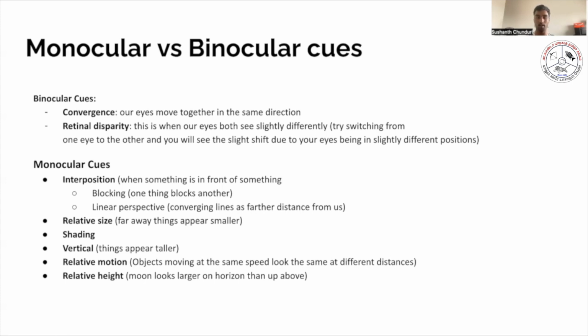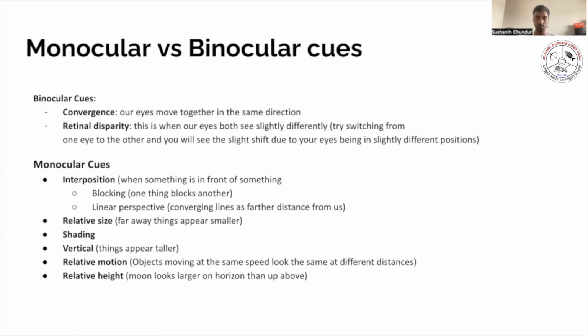Interposition, this is a monocular cue, by the way, is when something is blocking something else. Essentially, let's say I have a car and it's blocking another very large object. I'm going to think that object is larger than the car because the car is blocking it. The car is a big object, so what's behind it has to be larger. Another thing is linear perspective.